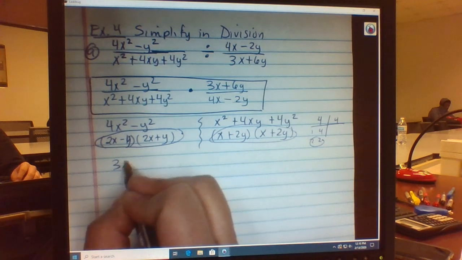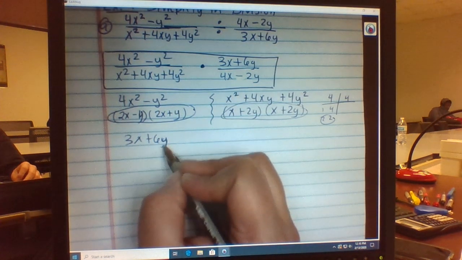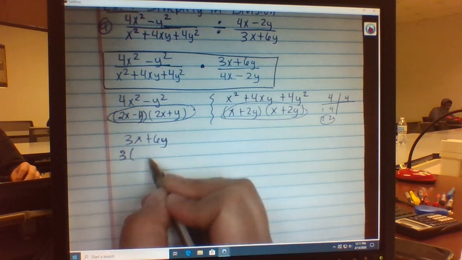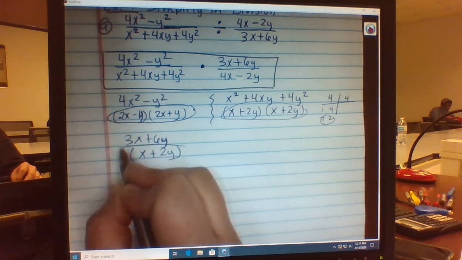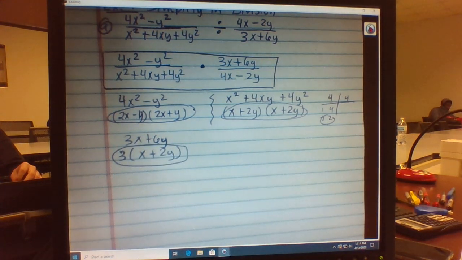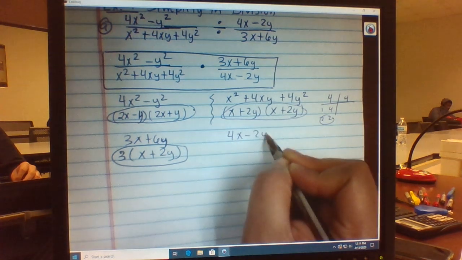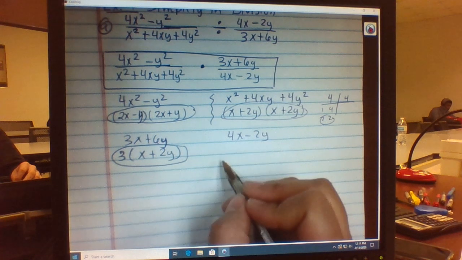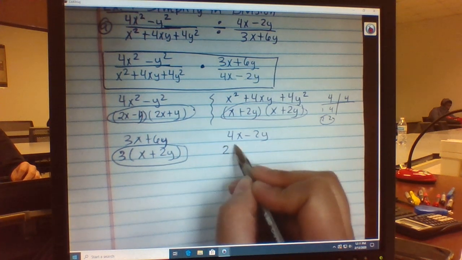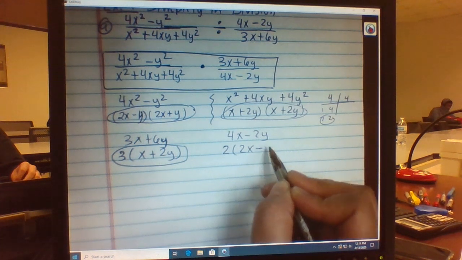When they look at 3x plus 6y, what do they have in common? A 3, very good. So this becomes x plus 2y. And then I look at 4x minus 2y, what do they have in common? Oh, 2, right? So this becomes 2x minus 1y.